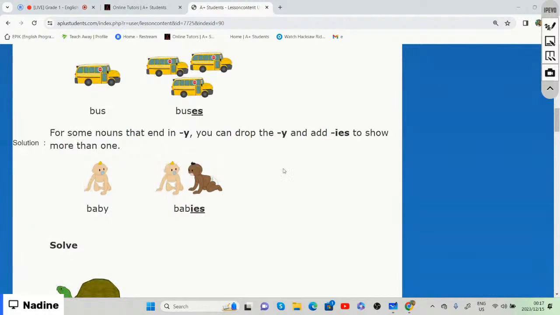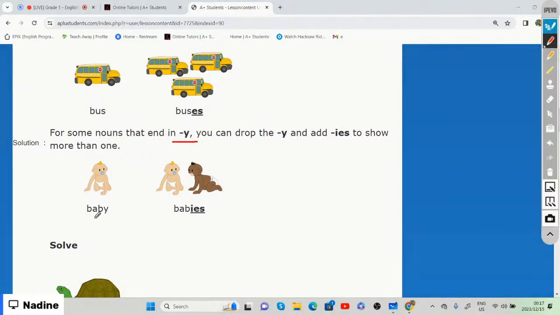Okay, so if we also look at this one, it says that for some nouns that end in y, like baby, you can drop the y and then just add ies to show that there is more than one of that. So we dropped the y and then we added the ies. So now we have babies to show that there's more than one baby.